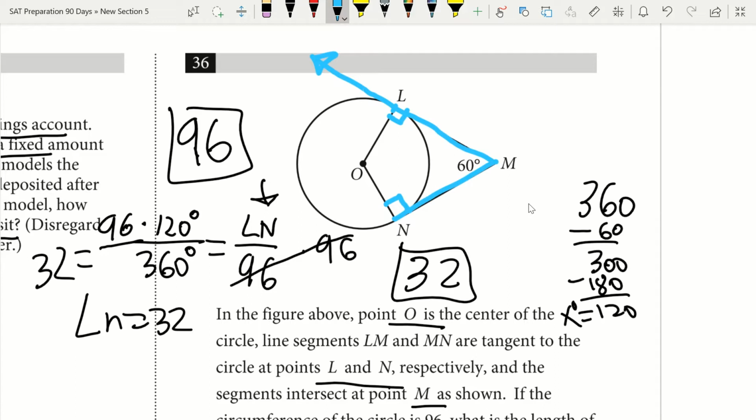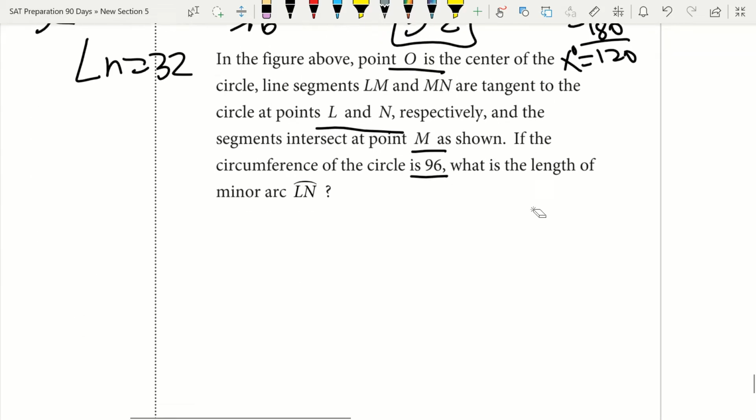The other thing you should know is all of these angles: this angle here, plus this 60 degree, plus this 90 degree, plus this 90 degree. Those are all going to add to 360. So that's another thing that you should know. All right, so with that, let's go ahead and move to 37.